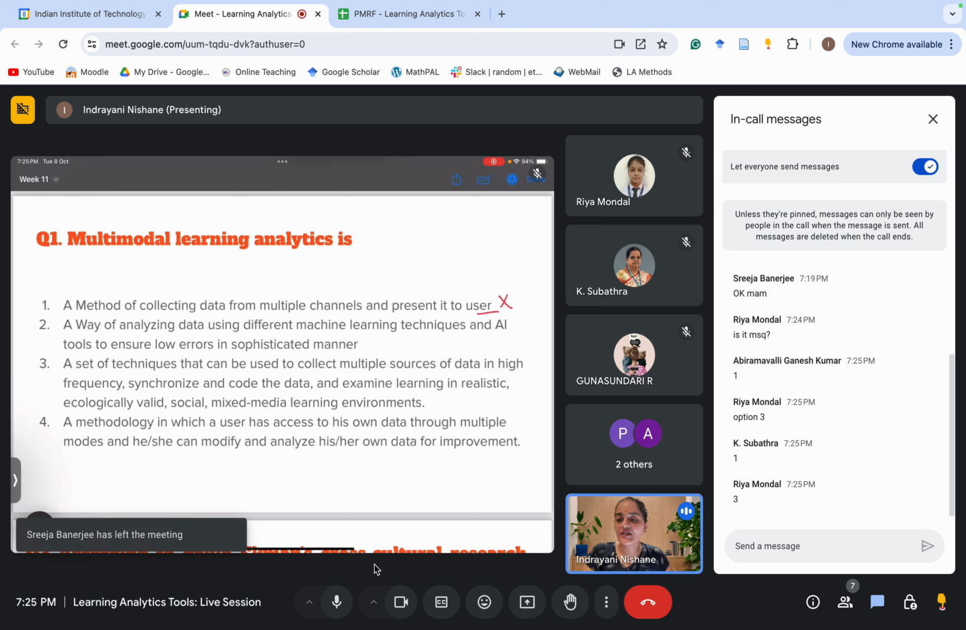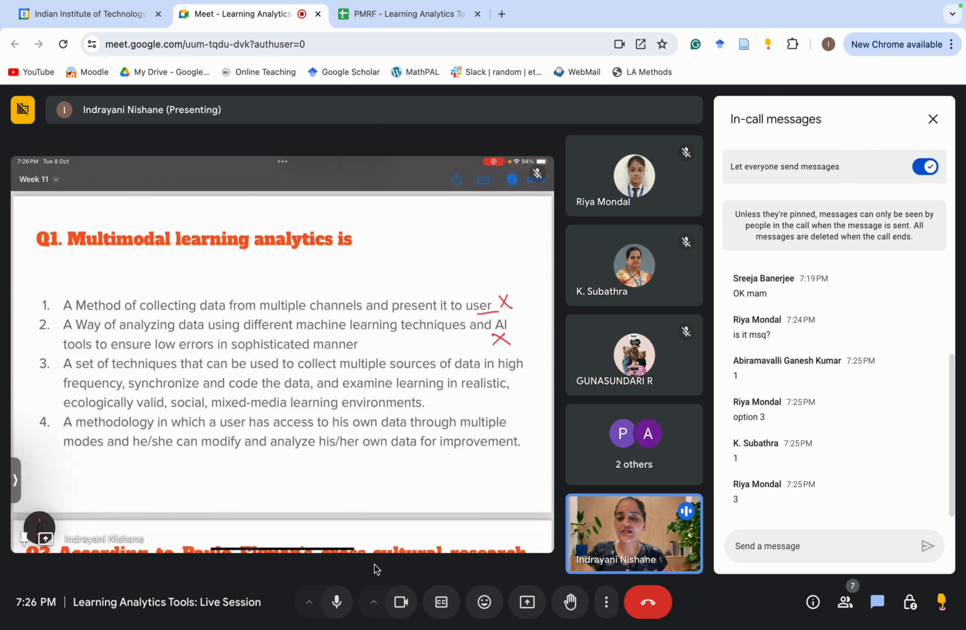The second option is a way of analyzing data using different machine learning techniques and AI tools to ensure low errors in a sophisticated manner. So it is also not a correct statement when it comes to multimodal learning analytics. Now we will go to option 4 first, and then we will come to option 3, because there is some confusion between option 1 and 3 in the chat box. So we'll come to option 3 at the end.